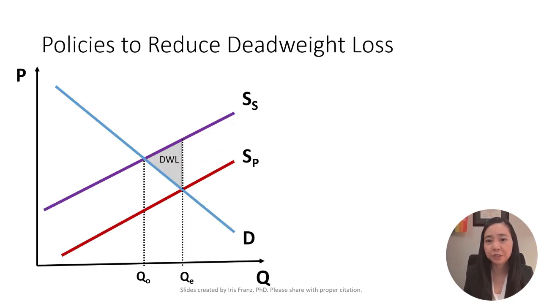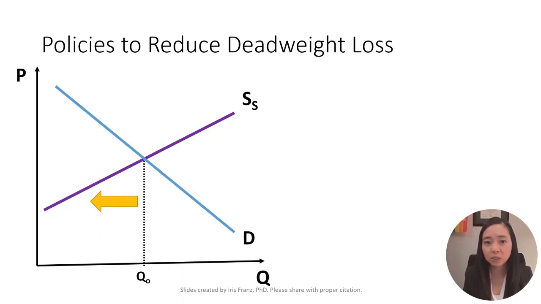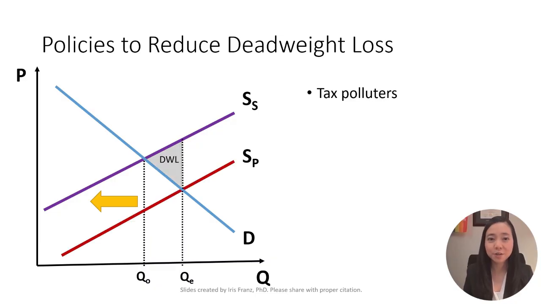What can we do to reduce the deadweight loss? If we could shift the private supply curve SP to the left, where it coincides with the social supply curve, we can get rid of the deadweight loss. To reduce the deadweight loss caused by pollution, governments can use several policy tools. One option is to tax polluters. A pollution tax forces firms to account for external costs they impose on the society, encouraging them to reduce emissions.